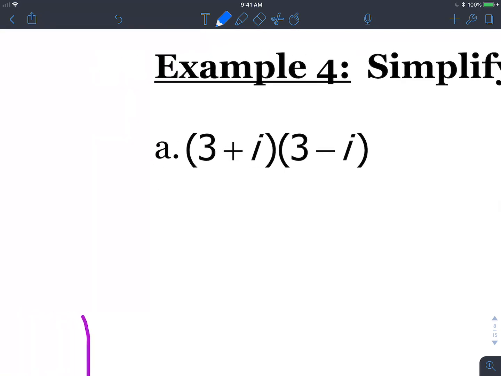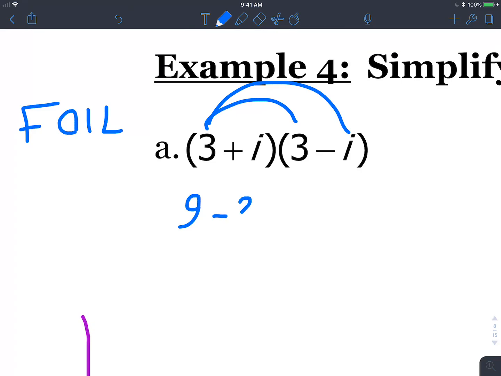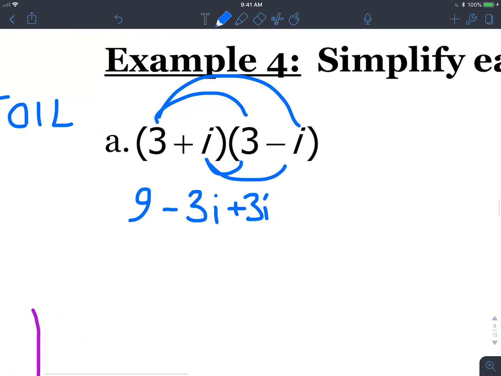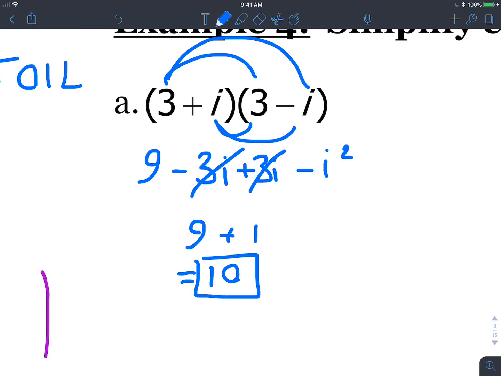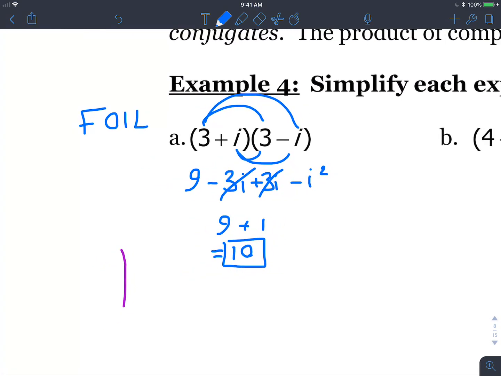So if you just FOIL it, like we did the last problem, since you've got a binomial times a binomial, 3 times 3 is going to be 9. 3 times i is negative 3i. i times 3 is positive 3i. And then i times negative i is negative i squared. And then the 3i's cancel each other out. And then the negative i squared is basically minus negative 1, which will change to plus 1. So that'll simplify all the way down to 10. So that's what happens when you have a conjugate right there.